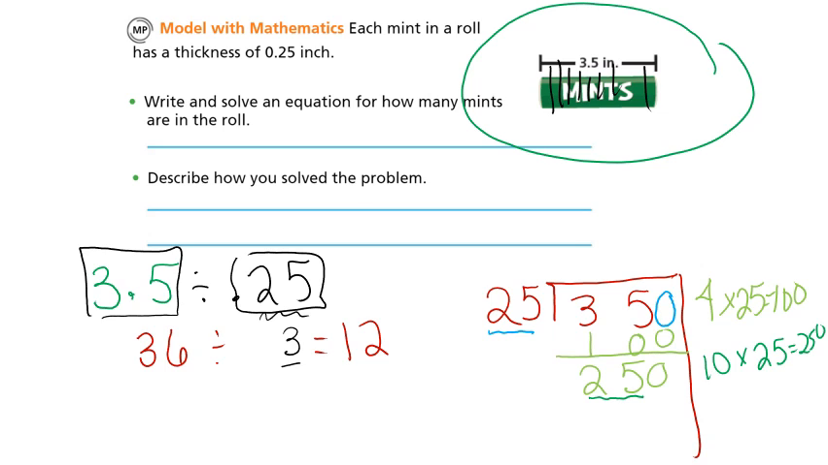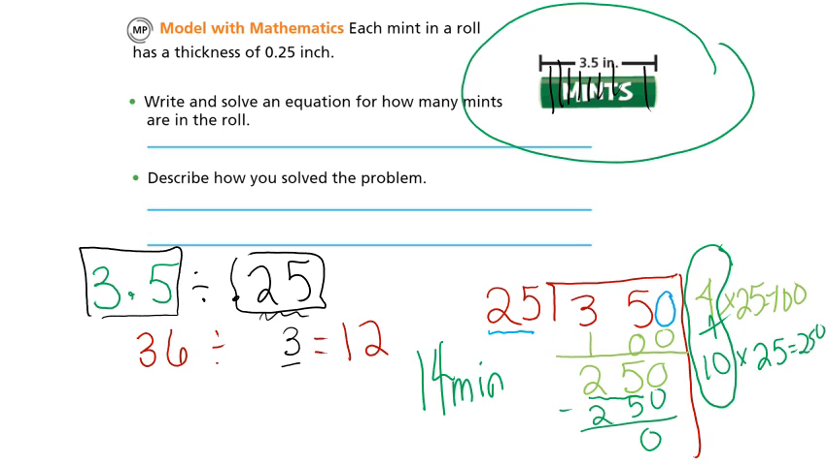Okay, so I've got my 10. 10 times 25 is 250, and I don't have anything left. So right here, I have 4 and 10, and so I have 14 mints. So if you answered 14 mints, you were correct. And we just described how we solved the problem.